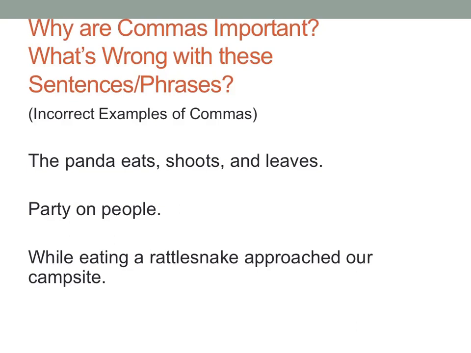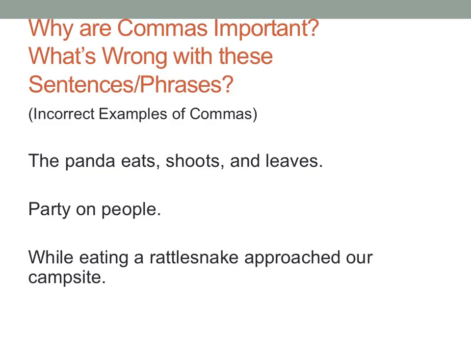So here are 3 incorrect sentences or phrases just to kind of show you how a comma can change the meaning of your sentence. The first one: the panda eats, shoots, and leaves. This sentence is actually saying that this is Rambo panda and it's eating, it's shooting, and then it's leaving the area. Well, of course, that's not what it intends. It intends to say the panda eats bamboo shoots and leaves. So there should be no commas in this sentence.